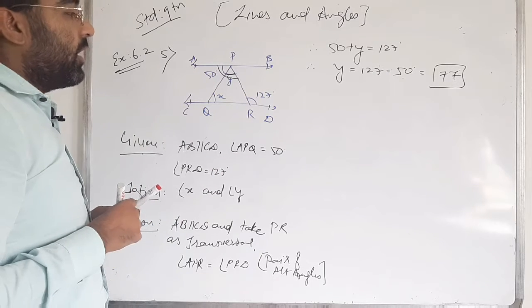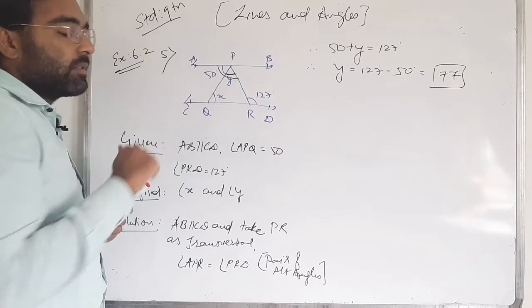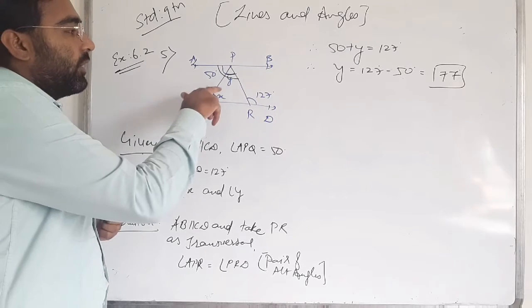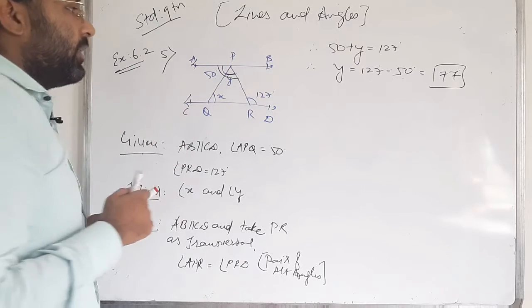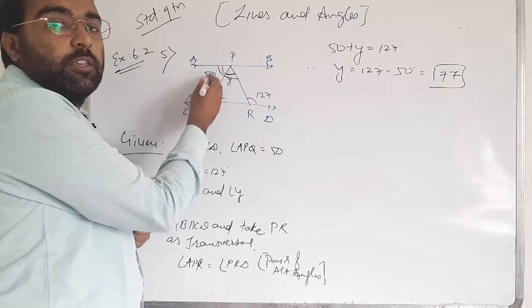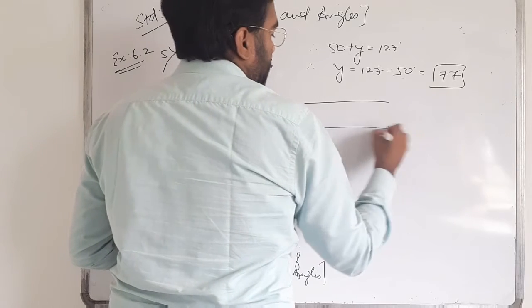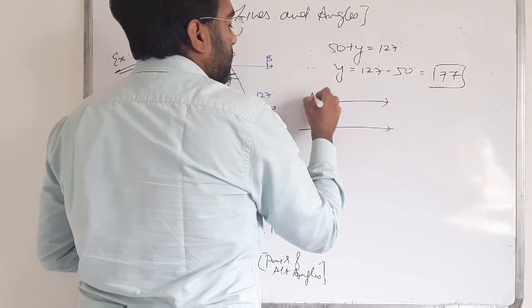Clear? Now I want angle X. For that I'll take PQ as a transversal. Now I'll take PQ as a transversal, so my figure is formed like this.